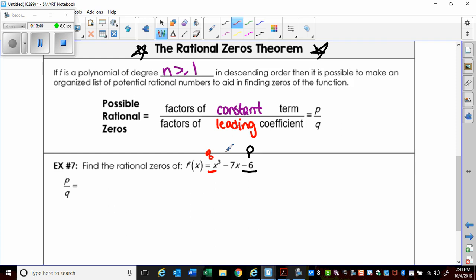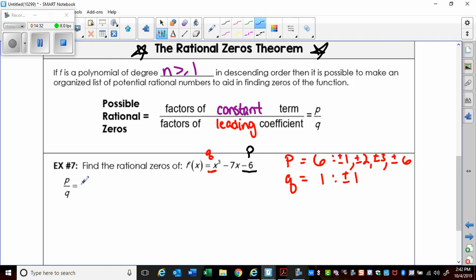So the factors of q, let me just write it. P equals 6. So the factors of 6 are 1 times 6, plus or minus 1, plus or minus 6, and what else? 2 times 3. So plus or minus 2, plus or minus 3. That's a lot, actually. The q is 1, so the factors of 1 is plus or minus 1. That's it. Very nice. So what we can do is p divided by q.